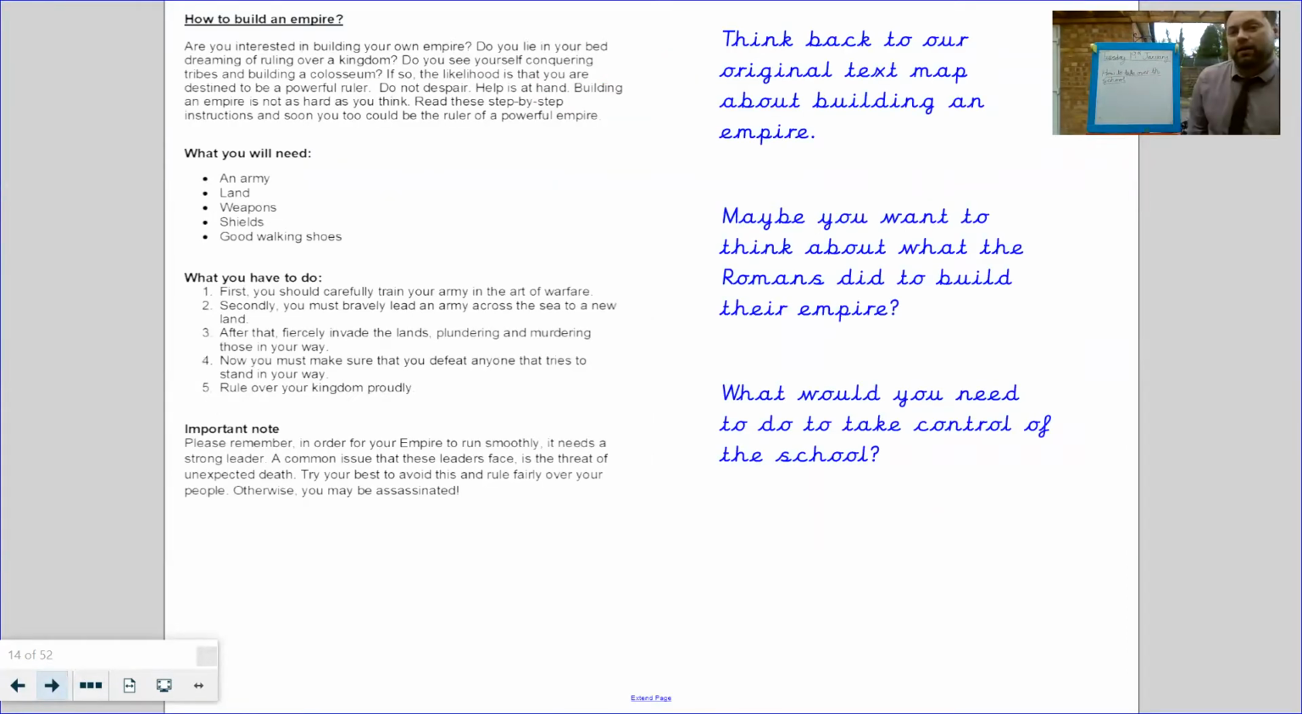So let's have a look back at our text map, the original text map, about the Romans and how you would take over and create your empire. Now you can relate your work to this, because you're going to write a set of instructions about how to take over the school. Okay, so there are some similarities there. You maybe want to think about, what did the Romans have to do to build their empire? So what are you going to do to be able to build up and take over the school? What would you need to do to take control of the school? Yeah. So you've got to do a lot of thinking here.